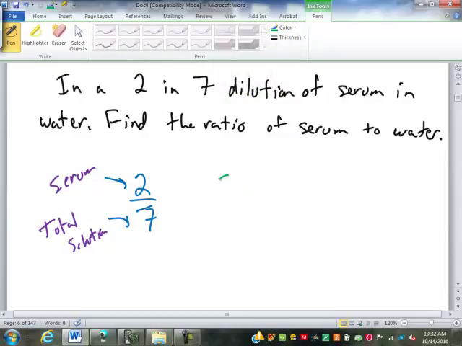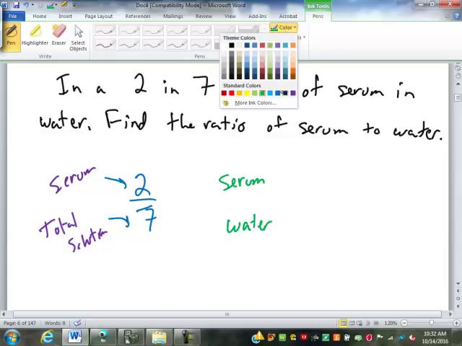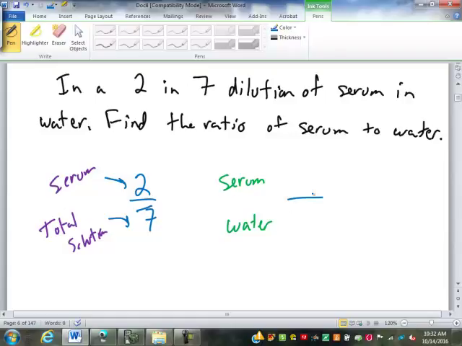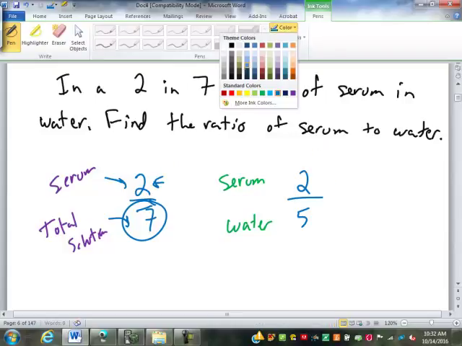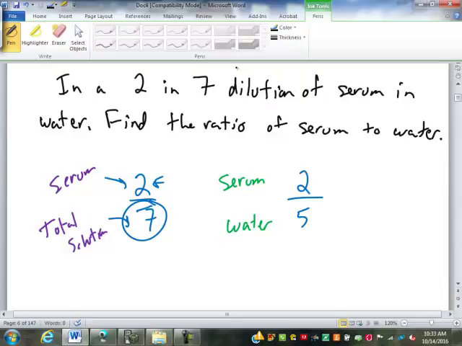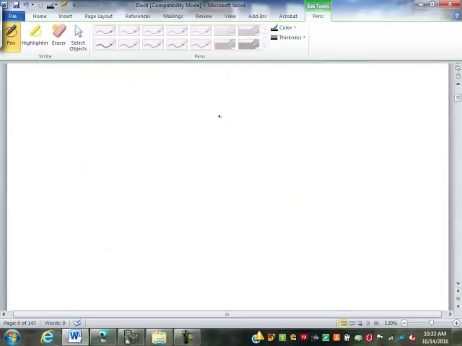So if I want a ratio of serum to water, or serum to NS, if I want to put it that way, how many parts of serum are there? Still 2. How many parts of water are there? 5. Good. There's 7 total parts, and 2 parts are serum. 7 minus 2 makes 5. So it's 2 to 5 is that ratio. And we had kind of mentioned a little bit last week some things like this.